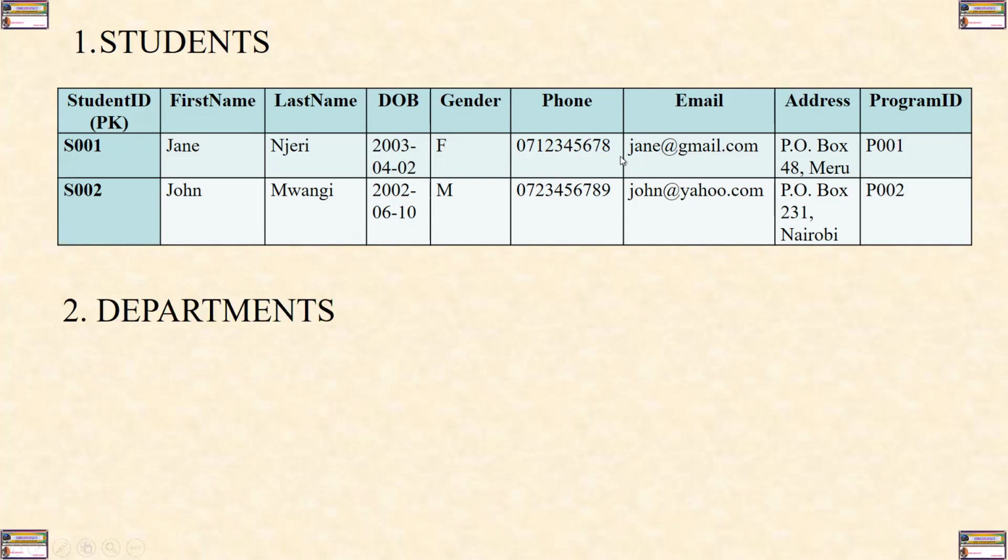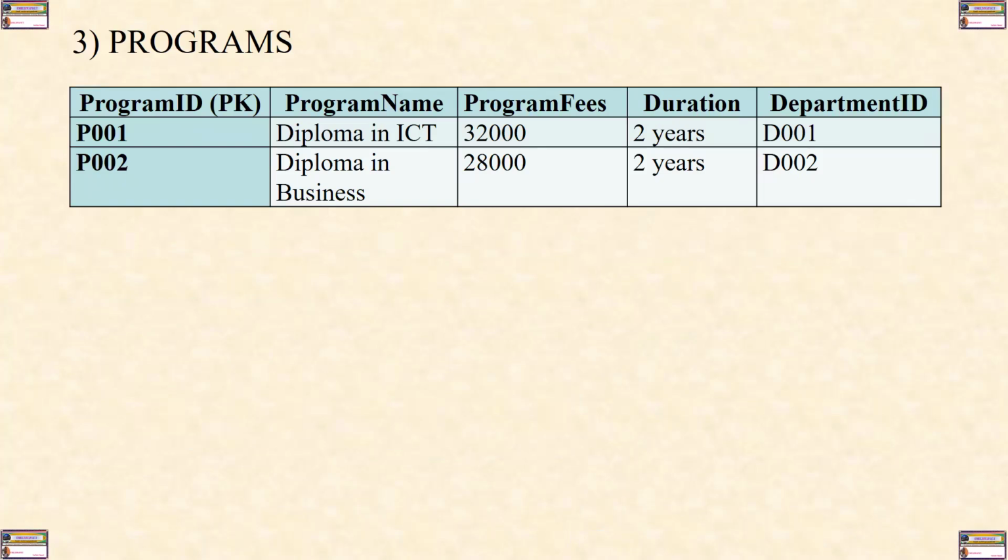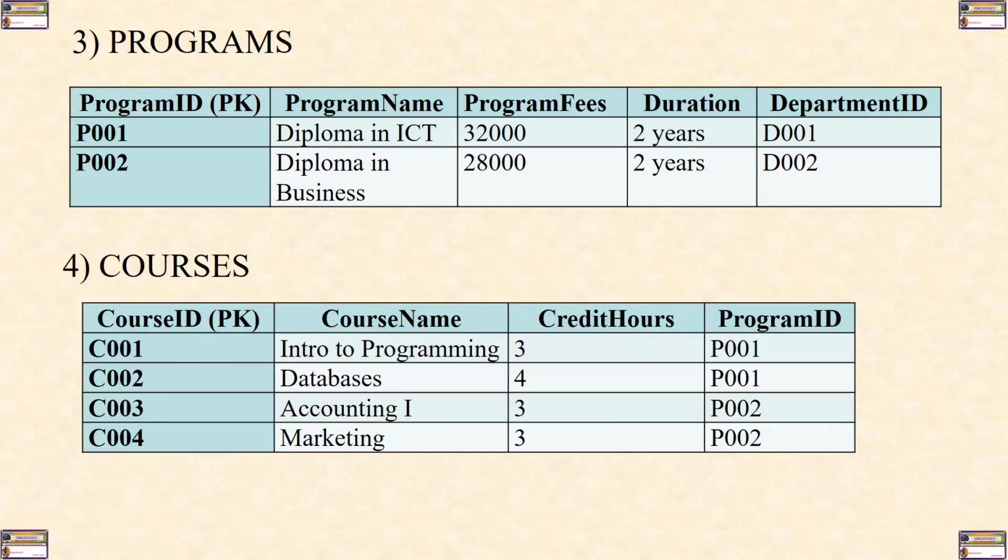Then our second table, departments, will be like that. It has the primary key called department ID, and of course, the department name. You can see very simple and lean tables. The programs table has the program ID for identifying the program, and we have the details of each of the programs. And of course, we have the department ID there for the purposes of showing that each program belongs to a certain department. We have the courses table.